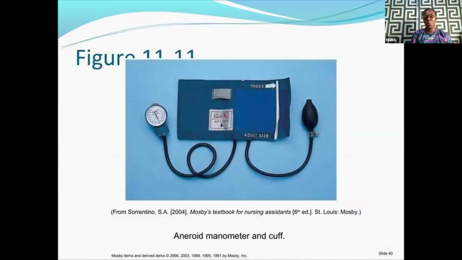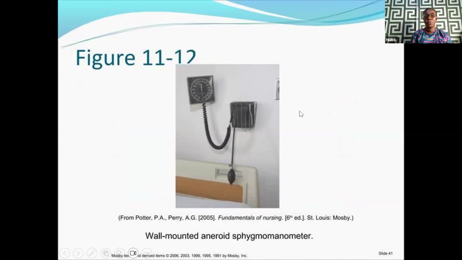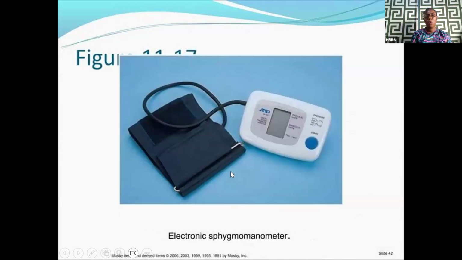So this is one example of a sphygmomanometer. It has the pressure gauge and the inflatable cuff. This is also an example of a manual blood pressure reading apparatus. This is the pressure gauge, and this is the inflatable cuff.